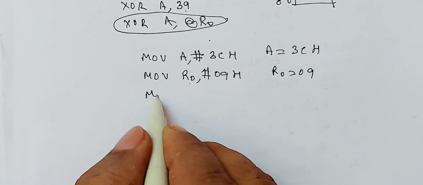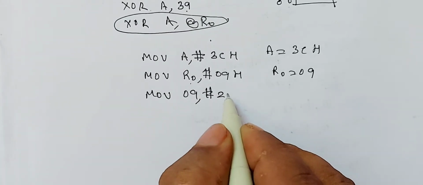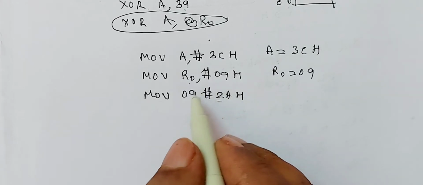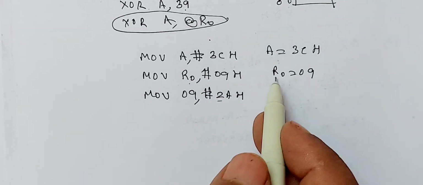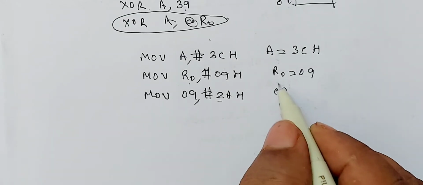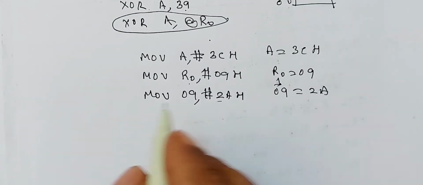Now if I write like this, MOV @R0, #2AH, any number, say 2AH. This shows that 2A is loaded into the location 09, whereas 09 is the address held in R0. Therefore 09 is the address given by R0, which now contains the number 2A.